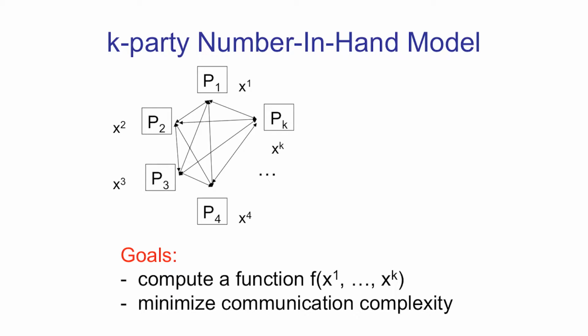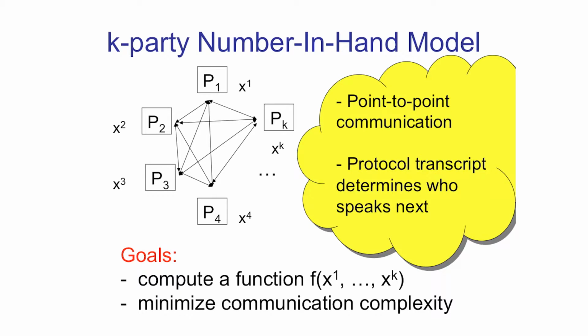So in the k-party number in hand model, we have these k players, p1 through pk, who have respective inputs x1 through xk. And the goal is just to compute some function f, and we'd like to minimize the total communication complexity. Here we have point-to-point communication between every pair of players. And we also have that the protocol transcript determines who speaks next. Okay, so it says who starts, who sends the first message. This message is sent to someone, and then that player sends a message to the next player, etc.